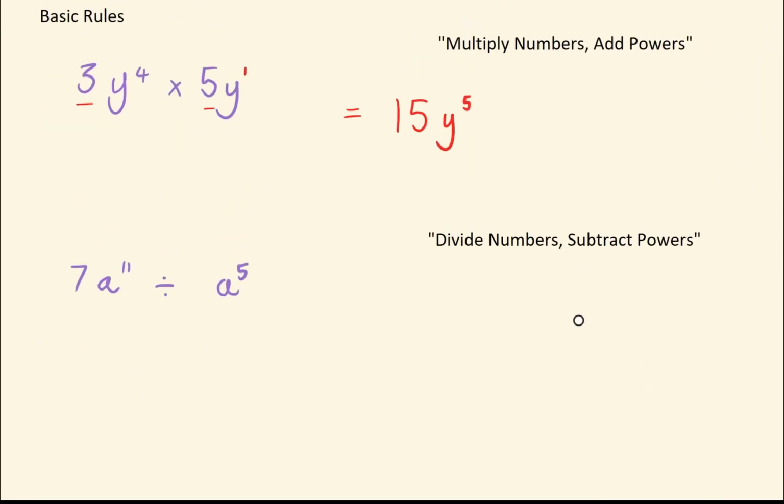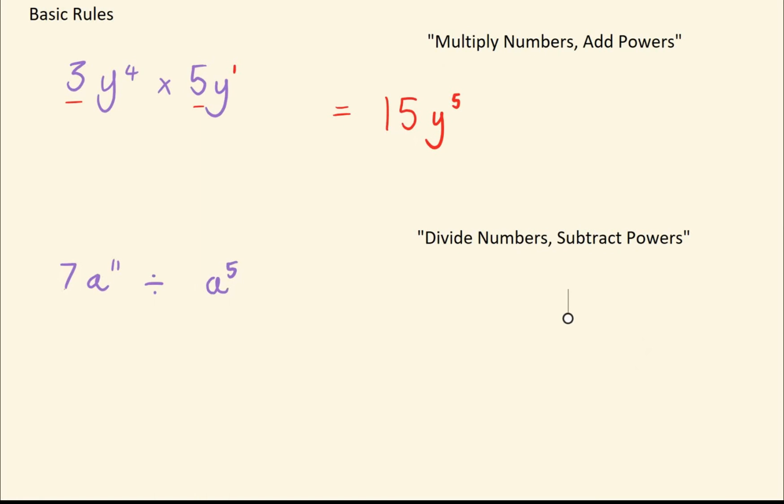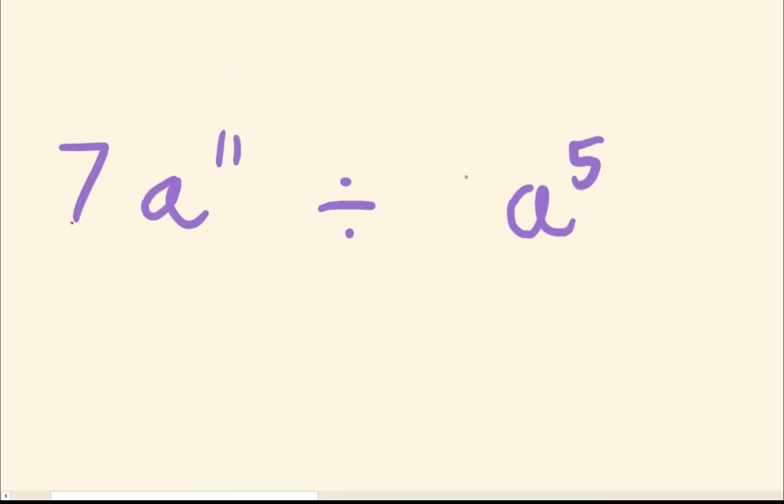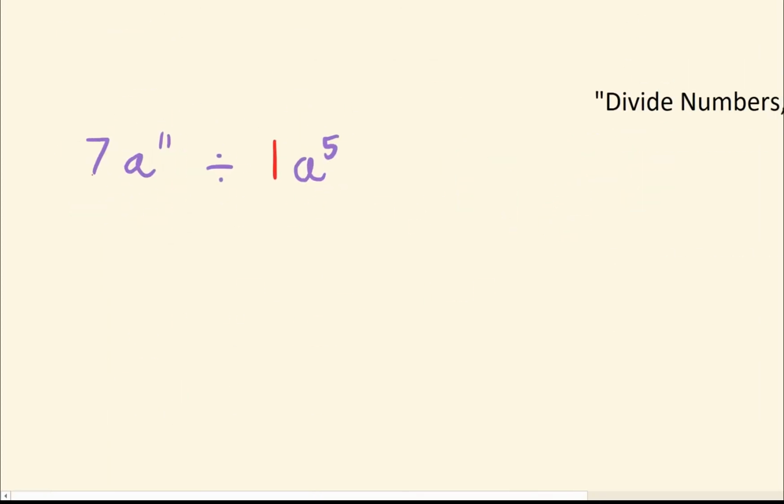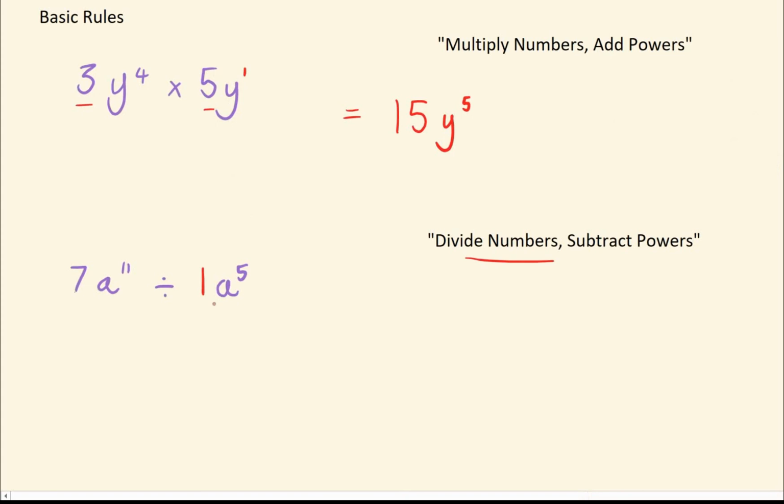Same idea with dividing. When we're dividing two things, you want to divide the numbers and subtract the powers. Again, we have no number here, which means that number is 1. a to the 5 is the exact same thing as 1 lot of a to the 5. Now following the rule, divide the numbers. So 7 divided by 1 is 7. Subtract the powers, 11 minus 5 is 6. So it's 7a to the 6. And again, when you do it, remember to include these letters. Too often I just see it written as 15 to the 5 or 7 to the 6. You have to include the letters that are part of the question.